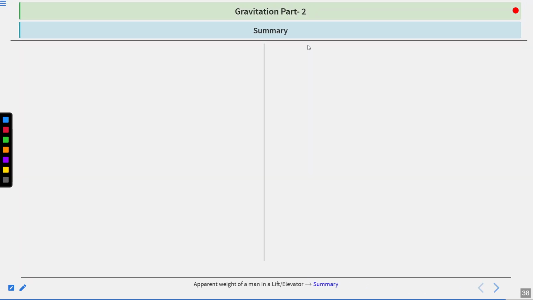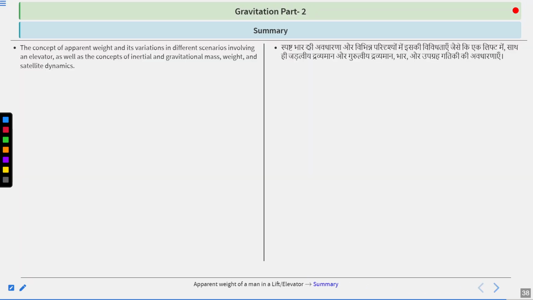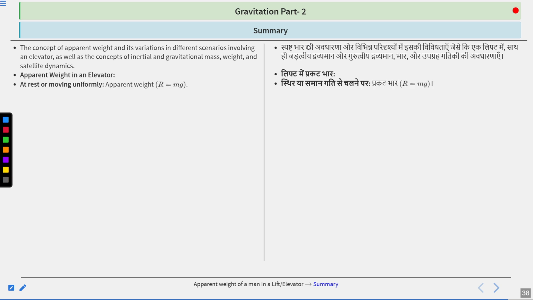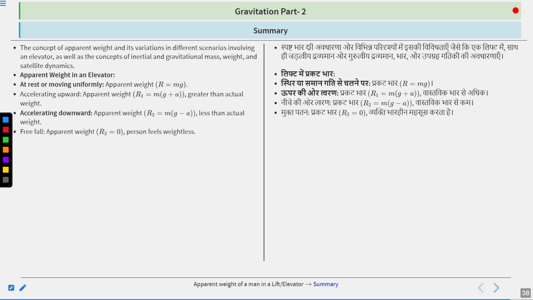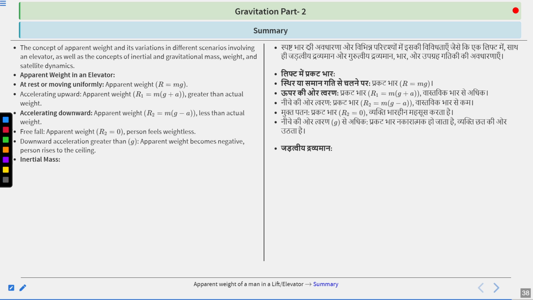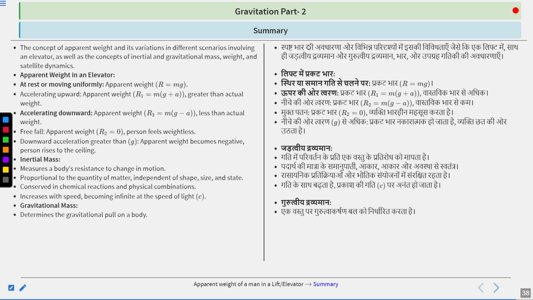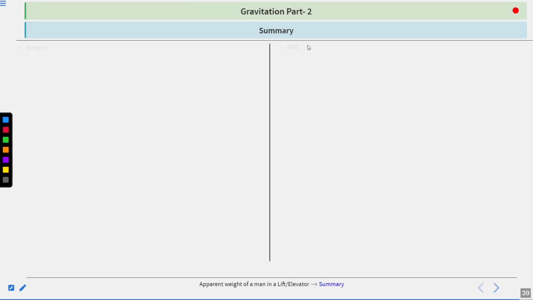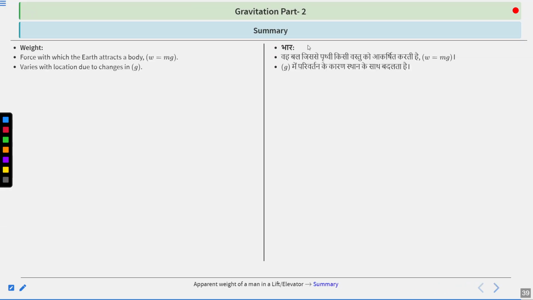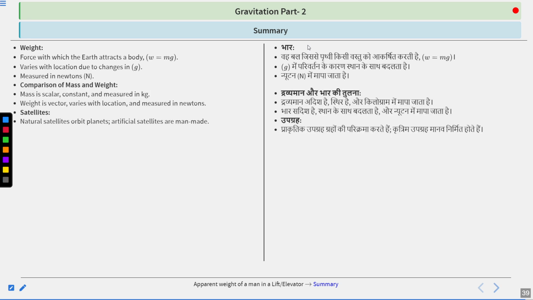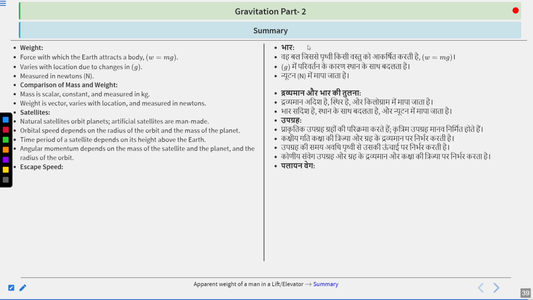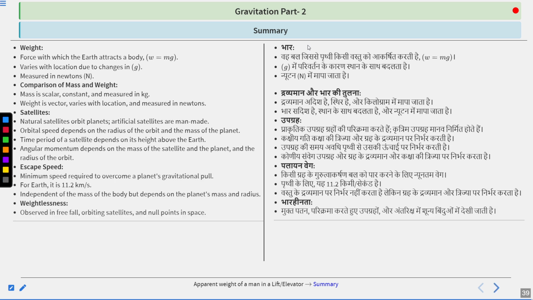Here we have finished the topic. Now for the summary discussion. We have talked about the concept of apparent weight and actual weight, apparent weight in an elevator at rest or moving uniformly, accelerating downward, free fall, downward acceleration, inertial mass, gravitational mass, and what weight is. We have talked about the comparison of mass and weight, satellites, and also the escape speed and weightlessness.